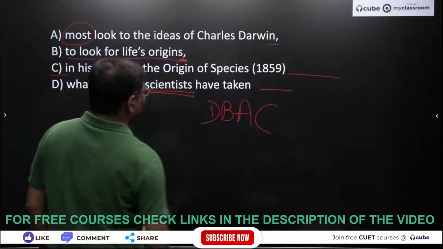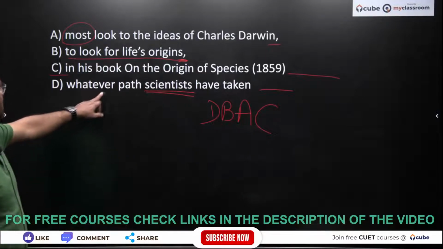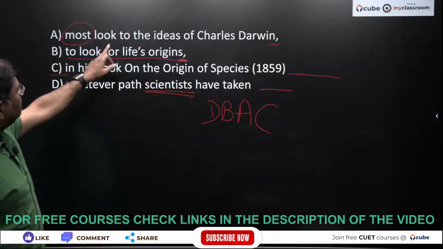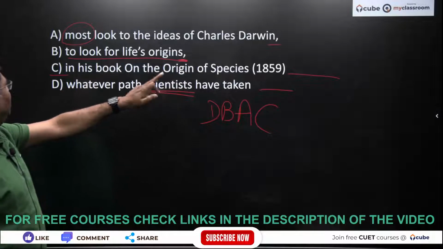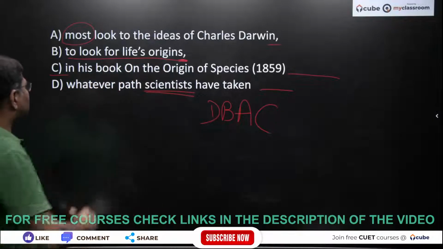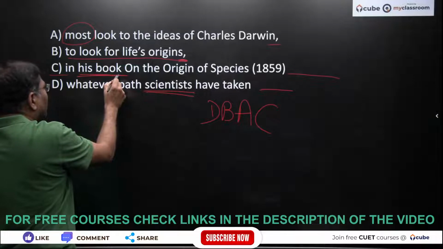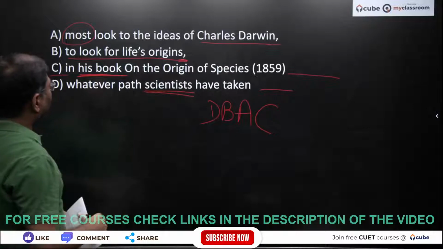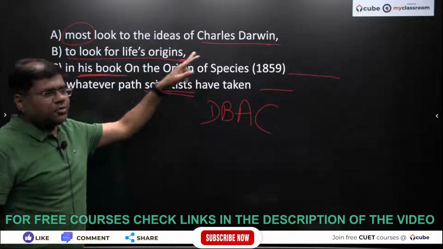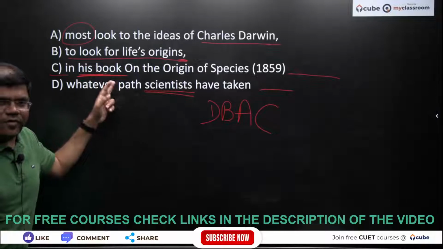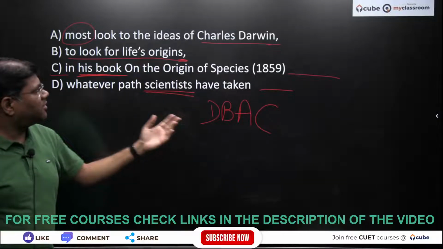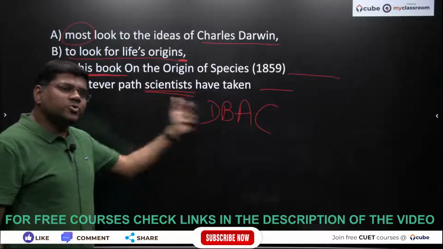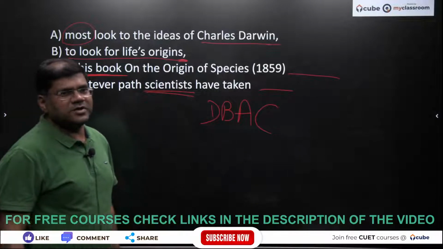So let's try to understand if this is making sense. Whatever path scientists have taken to look for life's origins, correct? Most look to the ideas of Charles Darwin. And where? In his book on the origin of species. So "in his book on the origin of species" will make sense only when you talk about Charles Darwin. So one thing is very clear: after you have talked about Charles Darwin, you talk about his book. You can't talk about his book first and then say that the person is Charles Darwin, right? So can I say AC is a logical pair and DB is a logical pair, and from DB to AC it makes perfect sense, and that is what we call logic.